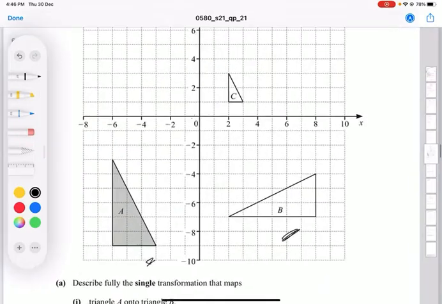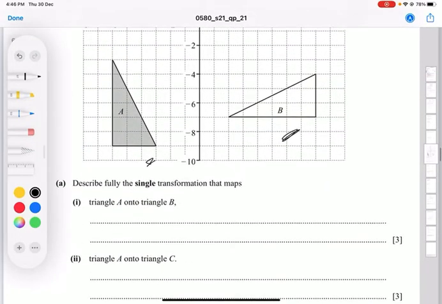Part A1 focus is talking about the fact that all these have to be done via a single transformation, and A1 is triangle A onto triangle B, these two right here as I've highlighted.